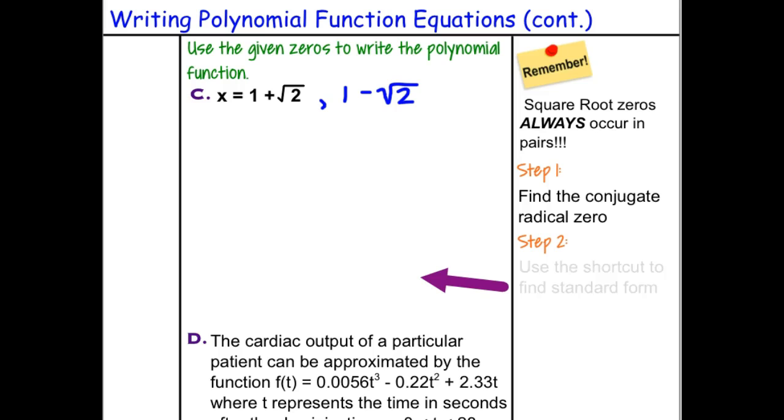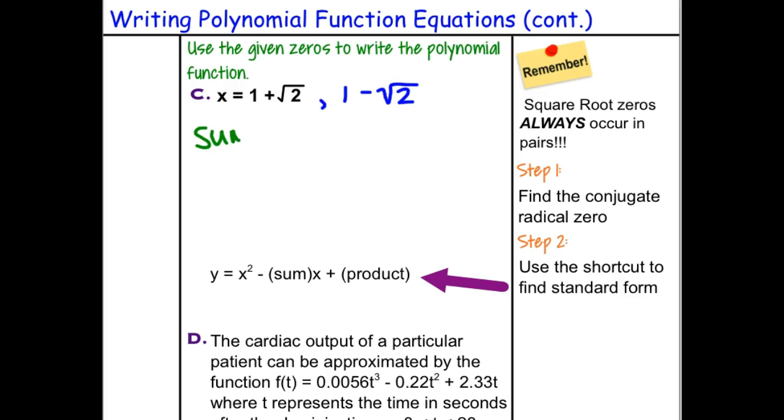It's called using the shortcut, and that shortcut is this. y equals x squared minus the sum times x plus the product. And so what that means, I'm going to find the sum, and I'm going to label it here. The sum would be 1 plus the square root of 2 and 1 minus the square root of 2. And we're going to add those. 1 plus 1 is 2. Square root of 2 minus the square root of 2 is 0, so the sum is 2.